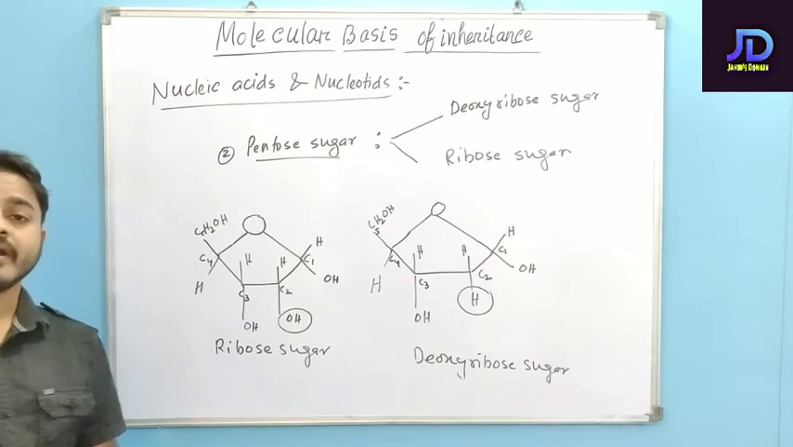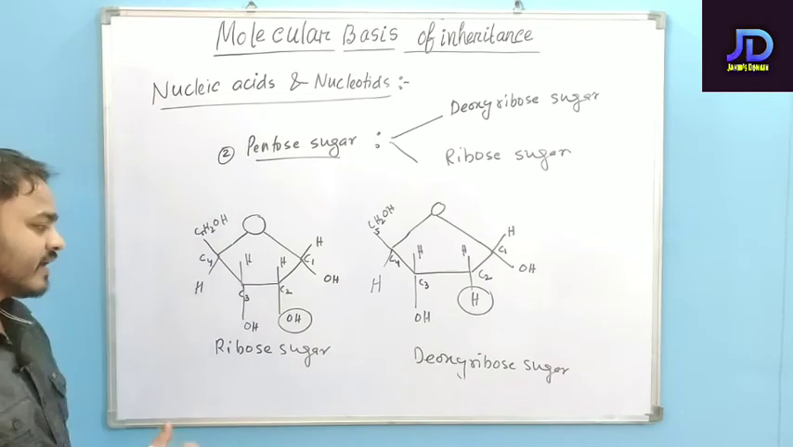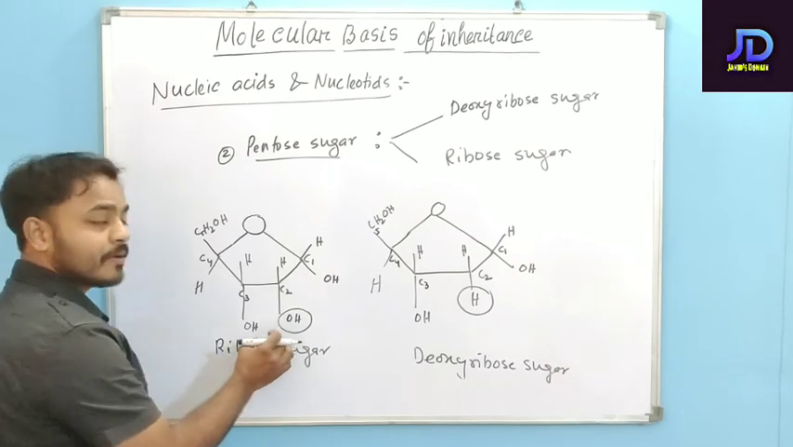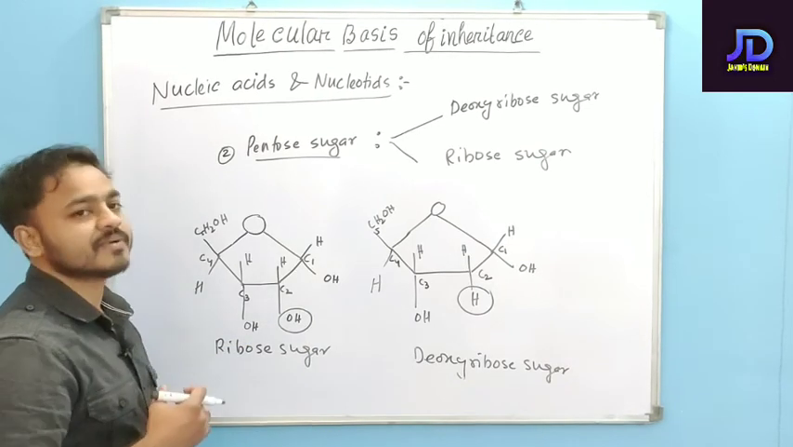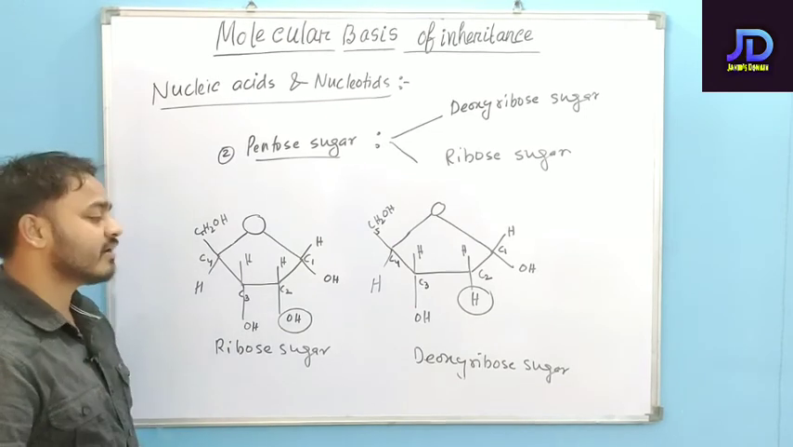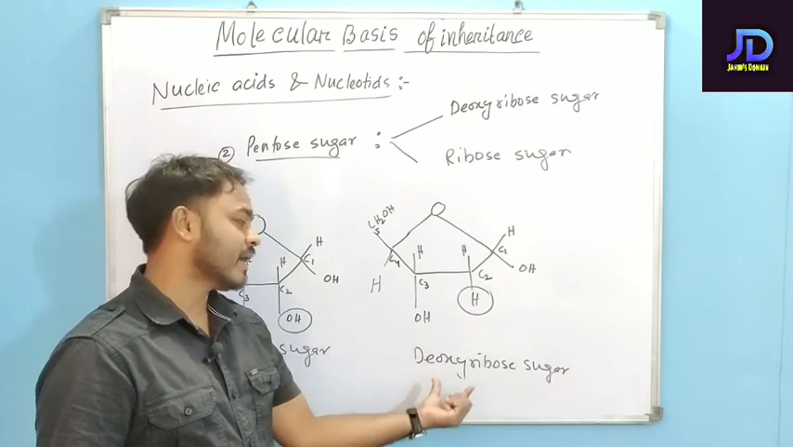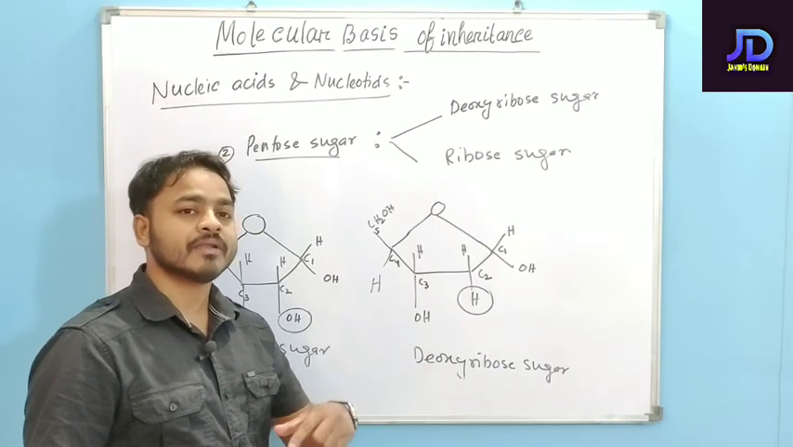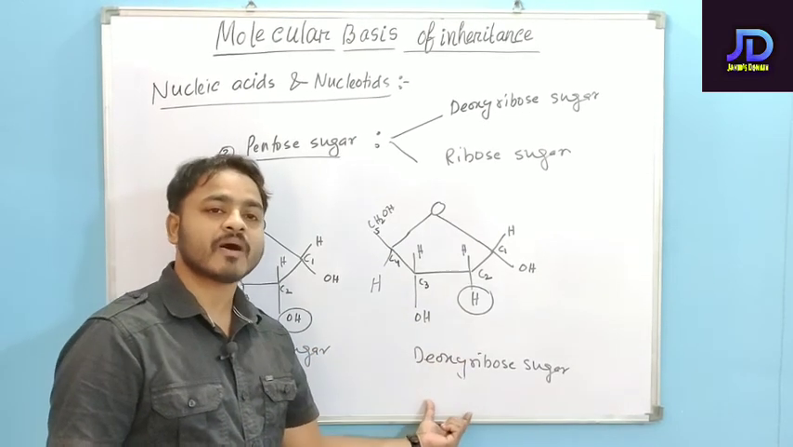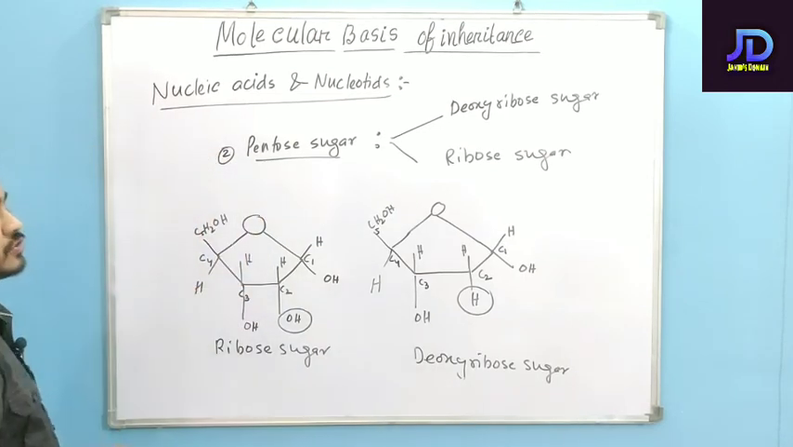Now remember, the higher the functional group, the higher the reactivity. That is why ribose sugar, having one extra hydroxyl group, makes the RNA unstable. That is why RNA is generally not considered the genetic material in higher organisms. In this case, there is one less hydroxyl group, that is why deoxyribose sugar is comparatively more stable. That is why deoxyribose sugar is found in DNA. This is the basic structure of pentose sugar.